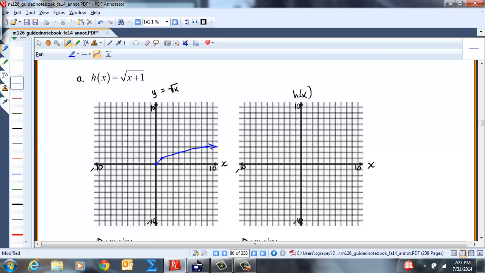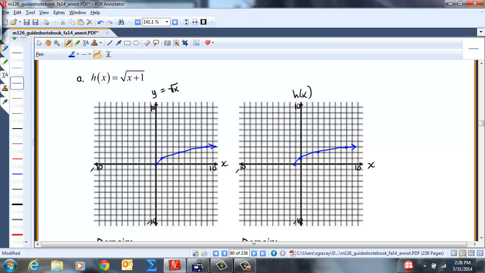So now what we need to do is, if you're adding 1 within the function, that means you're shifting by 1 unit to the left. So instead of 0, 0, we'll be at negative 1, 0. Instead of 1, 1, we'll be at 0, 1, and so on. So instead of 4, 2, we'll be at 3, 2, and then at 8, 3. And so this is the final graph.